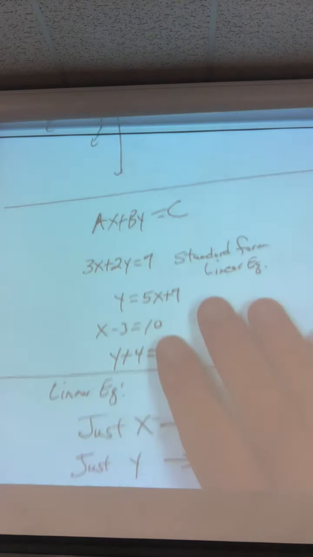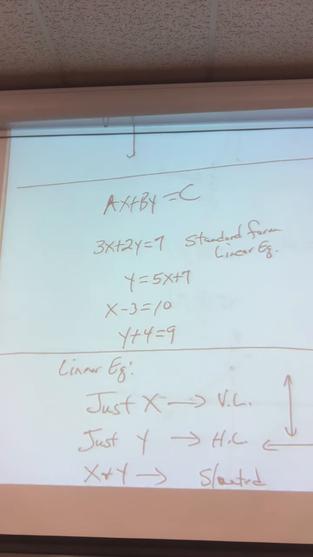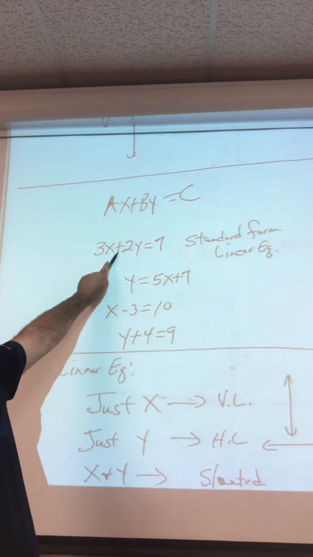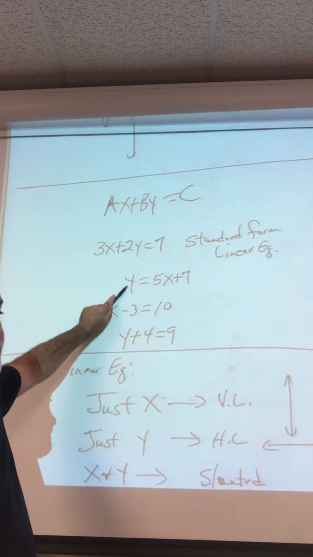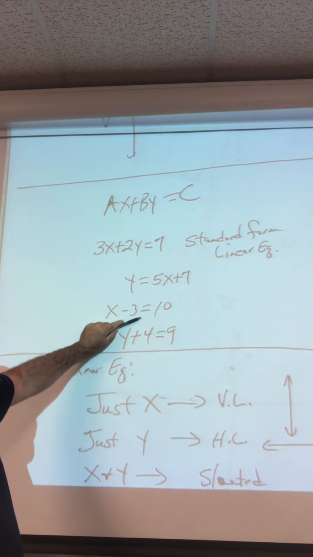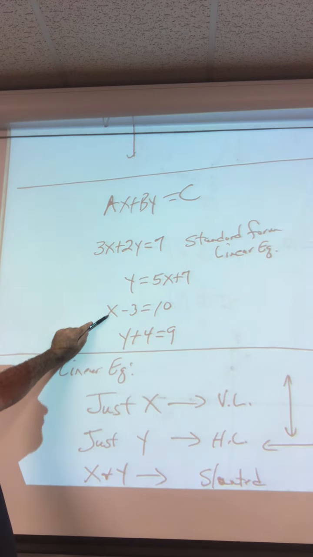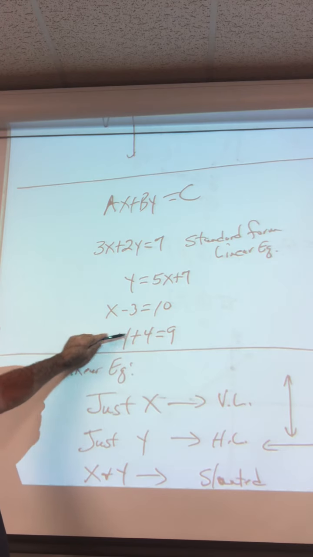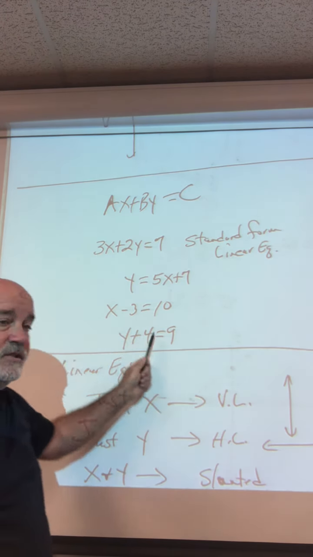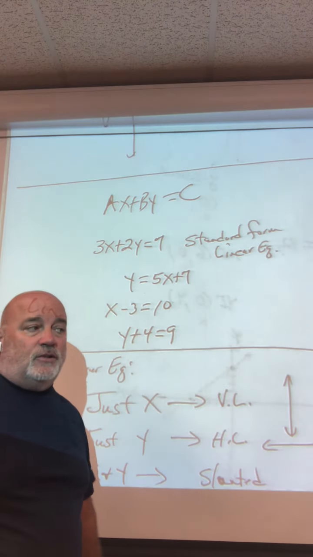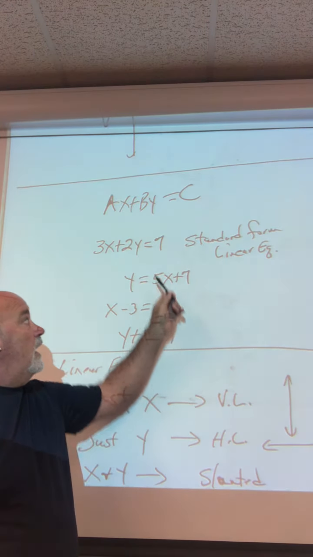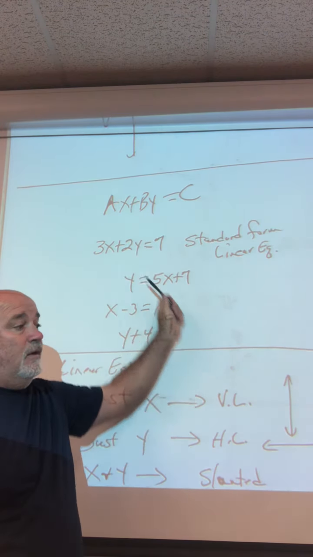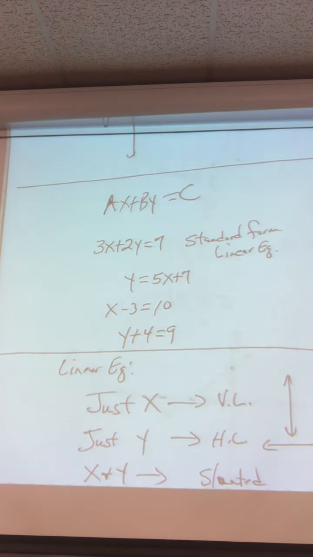Now, look at these. Linear equation, two variables, slanted line. Linear equation, two variables, slanted line. Linear equation, one variable, vertical line, because this has just an x in it. This is a linear equation, one variable. This is a horizontal line. So these are your two special cases for graphing a linear equation: your vertical and your horizontal lines. This one right here and this one right here, both of those are your slanted lines.